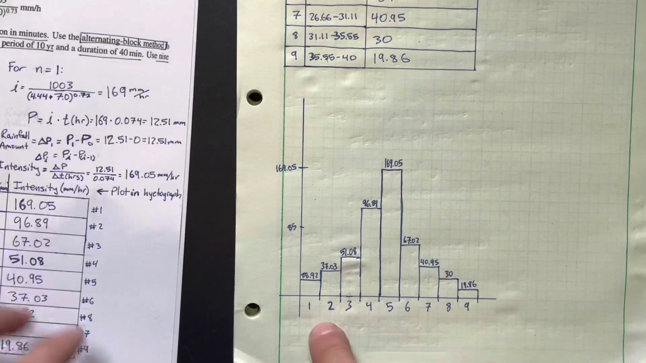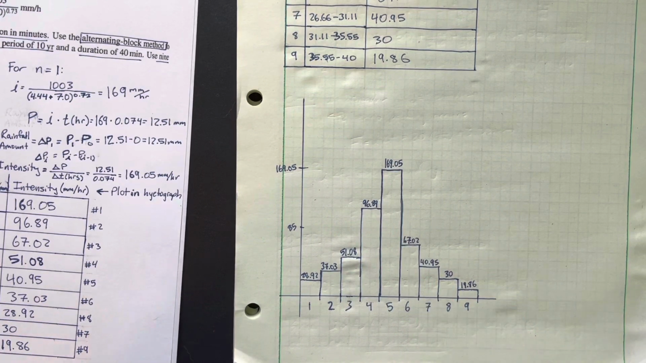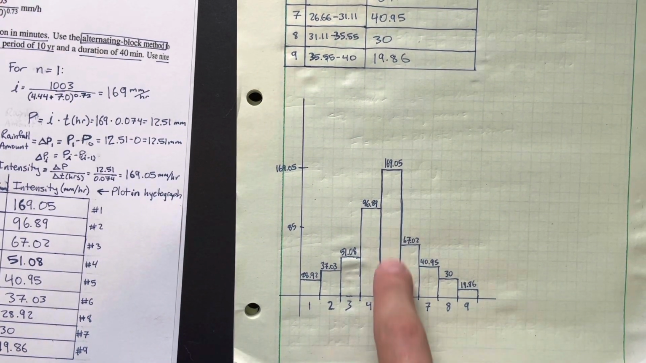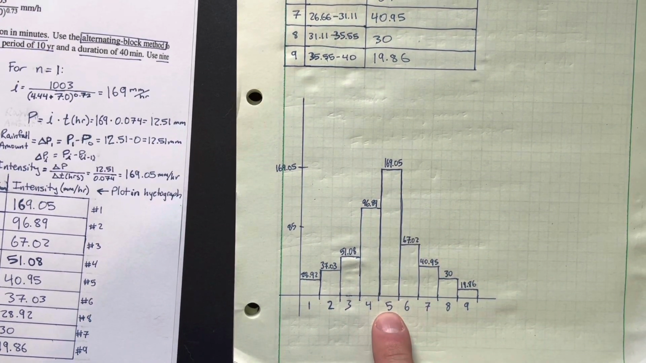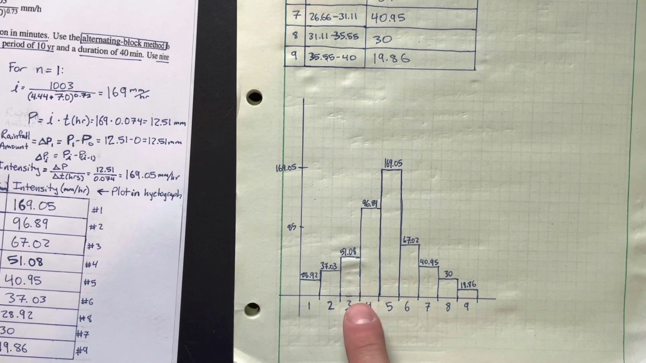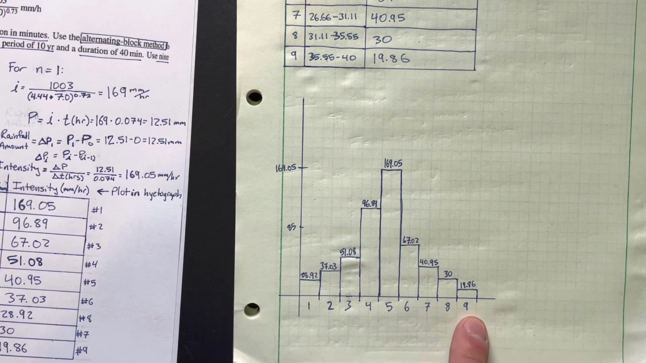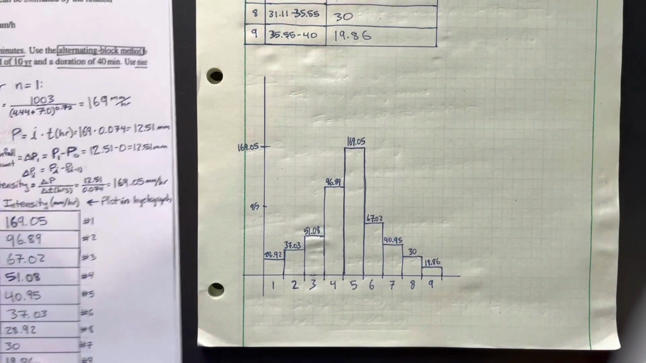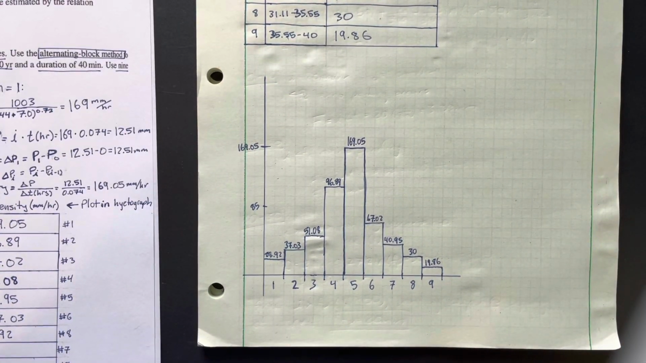And this will give you a hyetograph that looks like shown, with our highest intensity being at interval 5 in the middle, with descending values on either side alternating until we get to our low value. And this is your end product. This is how you construct your alternating block hyetograph.